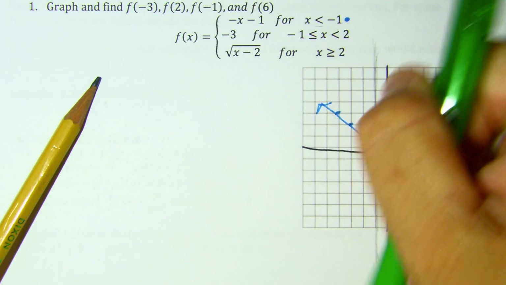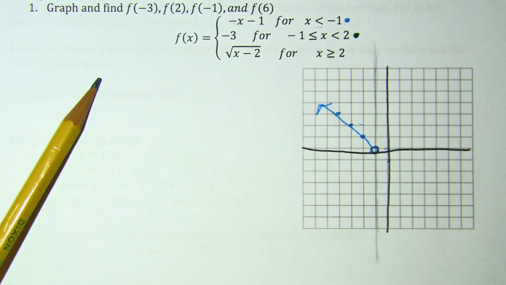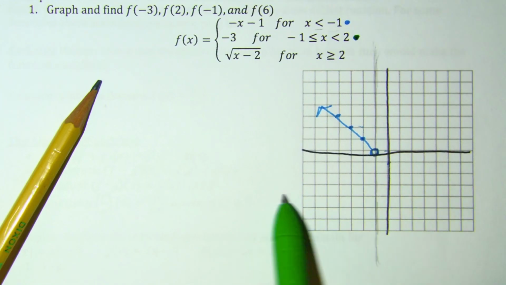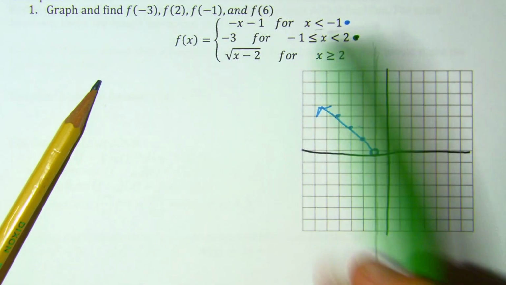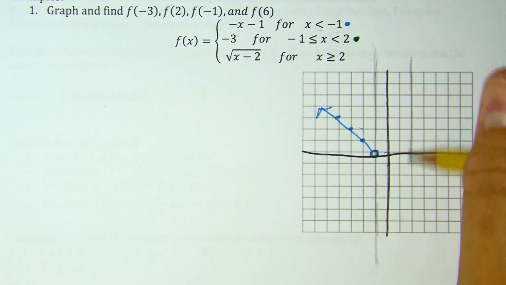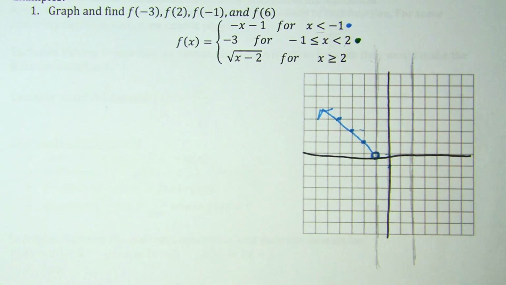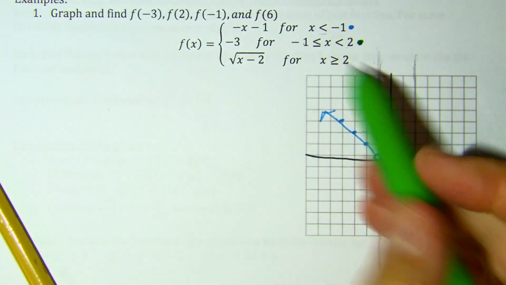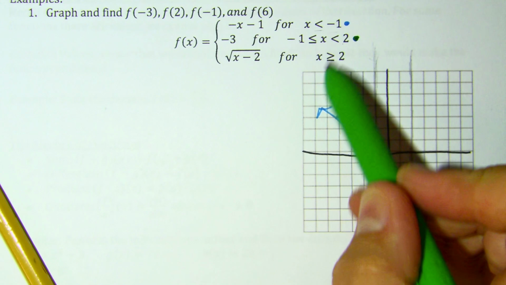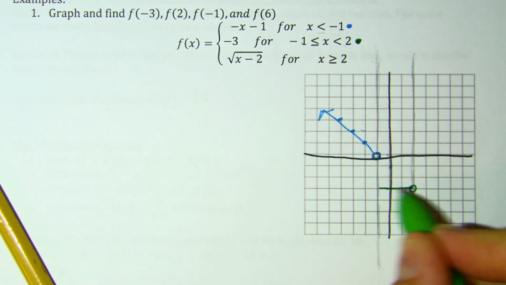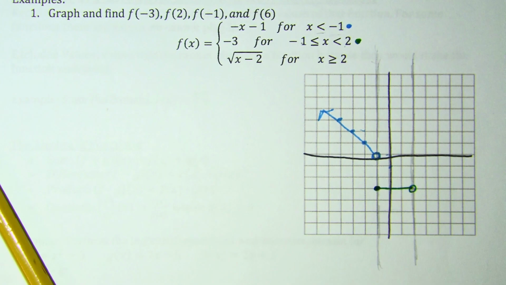This next part I'm going to do in green. And that's just the constant function negative 3. So at negative 3, that would be a horizontal line. But we only want this from negative 1 to 2. So if you just imagine this part of our graph, just between negative 1 and 2, I want that constant function of negative 3. Now it's equal to at negative 1, but not at 2. So I'll have an open dot at 2 and a closed dot at negative 1.